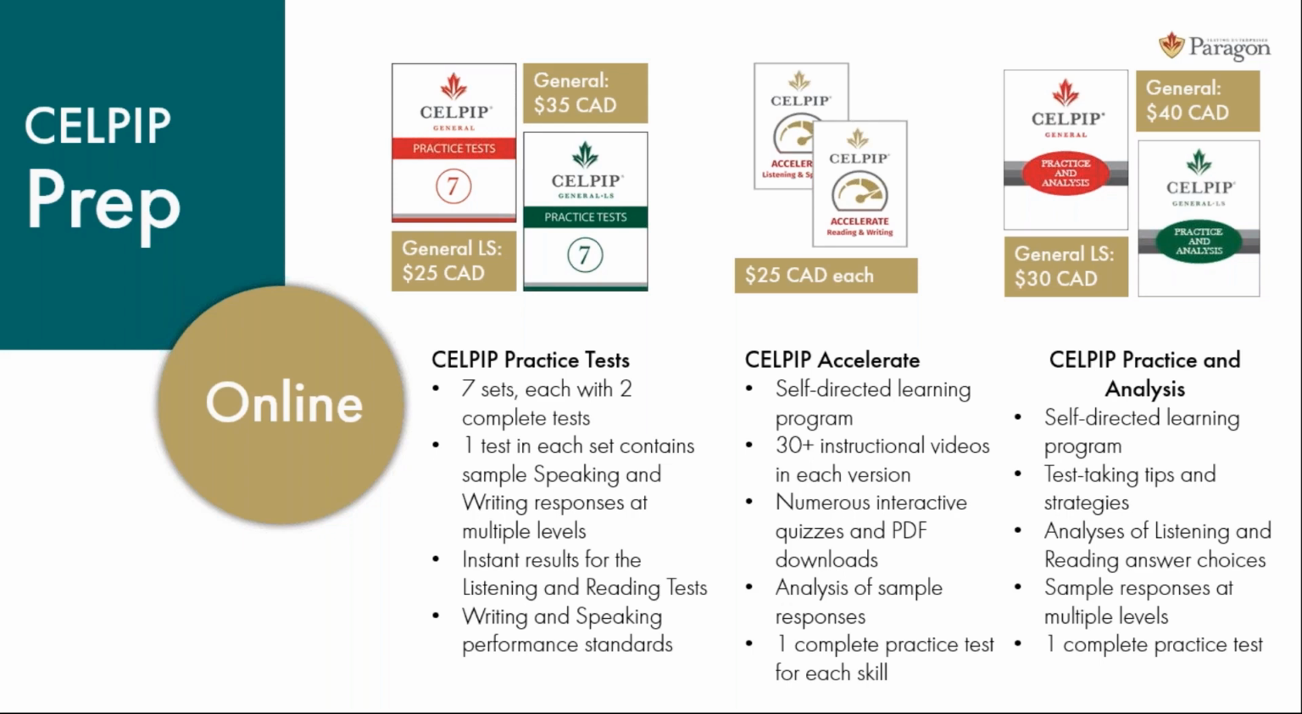And yes, they are full-length tests that are provided when you purchase, and you get 2 complete tests with each purchase. So when you're purchasing a practice test, you're actually getting 2 tests, not 1. But 1 test includes a lot of additional information like speaking and writing responses at multiple levels. They have samples provided, which is helpful. Okay, and then you get an additional test to practice with after each purchase. And you do get a discount. I think if you purchase multiple ones, you'll get a discount. And you get instant results for listening and reading, and the writing and speaking performance standards are provided.